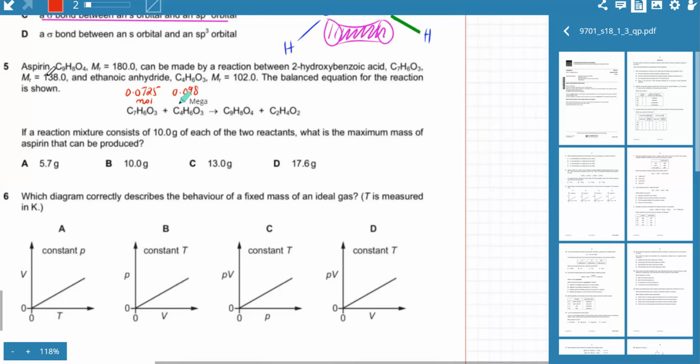So that means this is in excess. You never use excess moles, okay? Because 0.0725 would react with 0.0725, not react with 0.098. So you're going to use the moles of this substance, and you're being asked to find the mass.